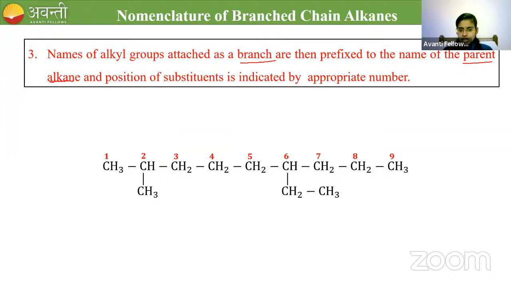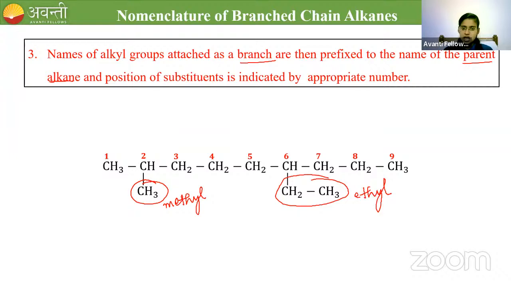As I have already told you, we have two branches. One is called methyl and the other one is called ethyl. These two are the branches, these two are the substituents. Substituents should be placed as a prefix to the parent alkane.